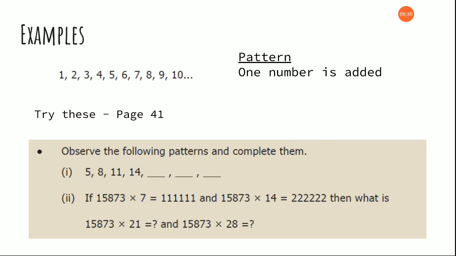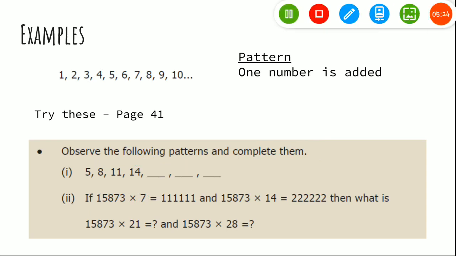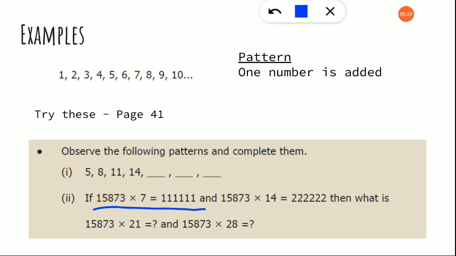Now 15,873 is multiplied with 7 and our answer is obtained. Same way 15,873 is multiplied with 14 and another answer is obtained. And the next one it is multiplied with 21 and then with 28. Now first observe this. There is a 7, 14, 21 and 28. Can you recall something? What is being used here? 7 tables are being used here. Right? 7 ones are 7, 7 twos are 14, 7 threes are 21 and 7 fours are 28.